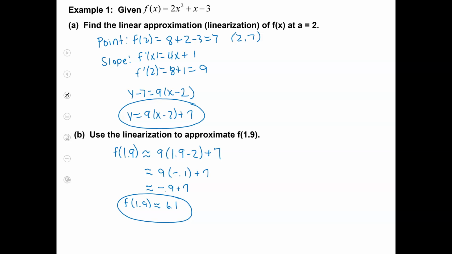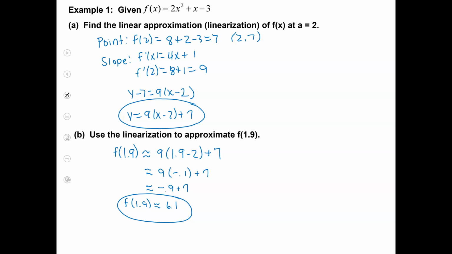Notice we are using the approximately equal to sign because we know that the function value isn't exactly equal to 6.1, but it is approximated by the tangent line itself. All right, so that is a basic example. What do you think of that?